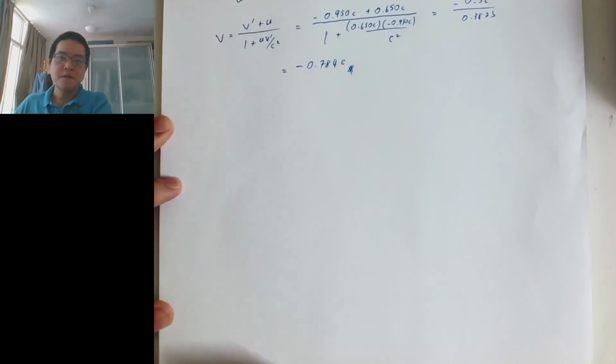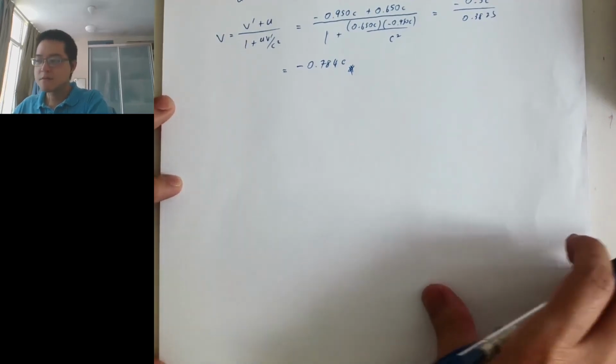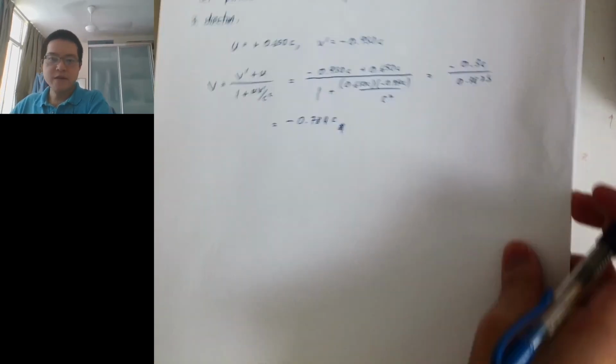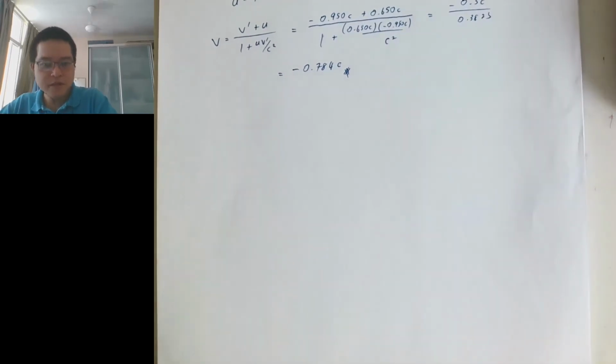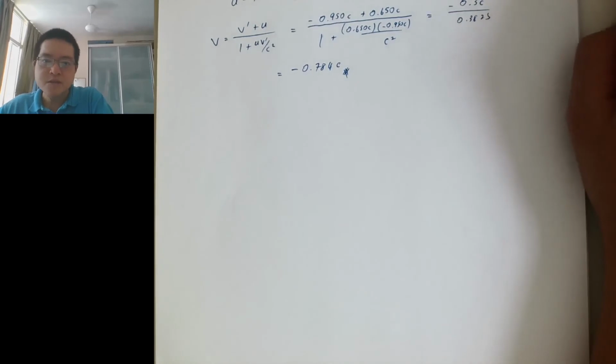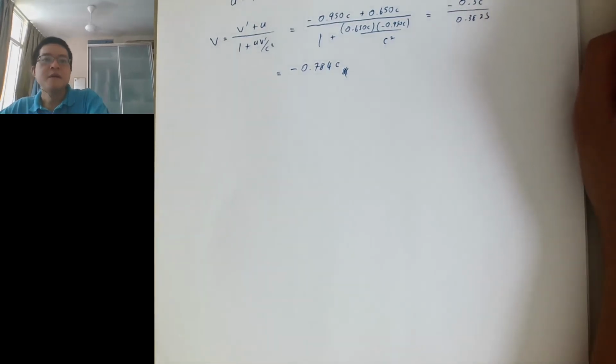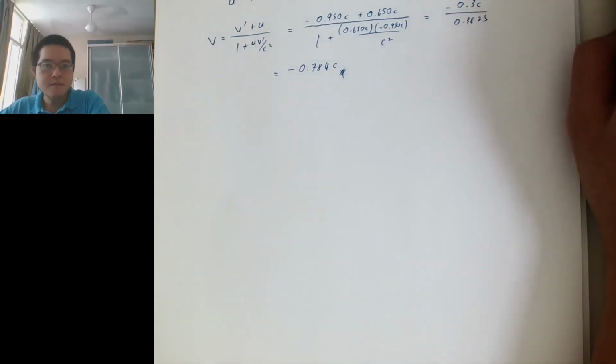So at the moment, that's all for question 4. Question 4 only had one part, right? So then the next question is question 5. Question 5 is this.